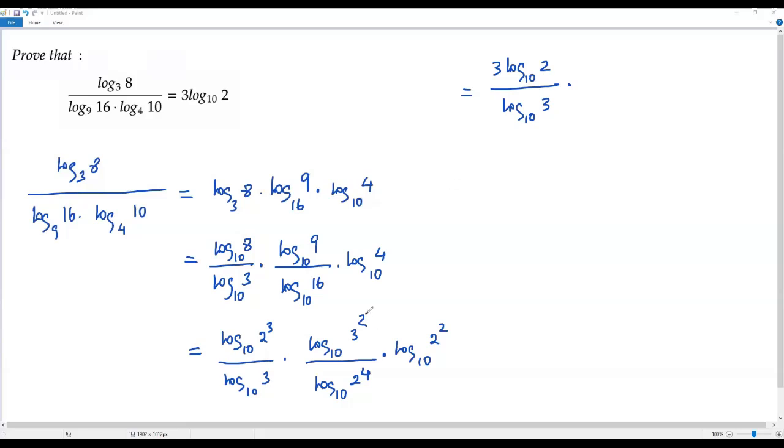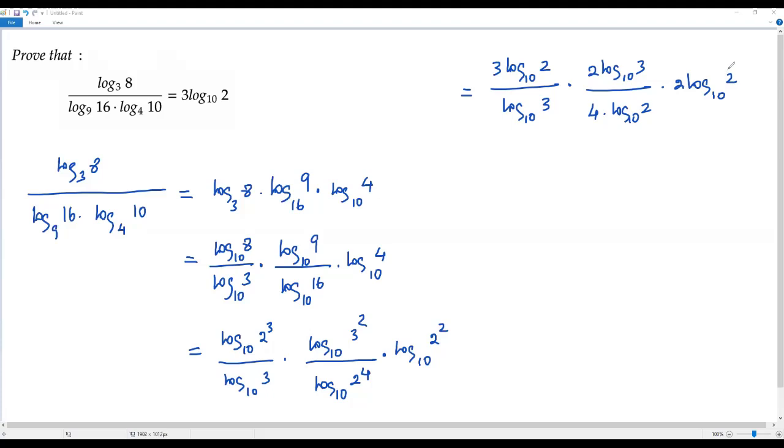So the same power rule can be used over here. There, this exponent 2 can be moved in front of the logarithm. Then I'm getting 2 times log base 10 of 3 divided by, here the same thing again, there is 4 times log base 10 of 2, and so here also the power rule of logarithm can be used. Then we get 2 times log base 10 of 2.